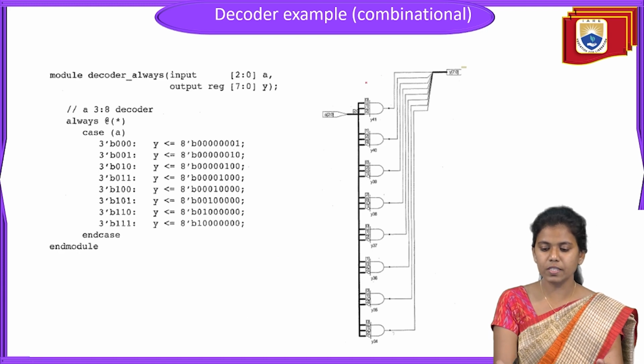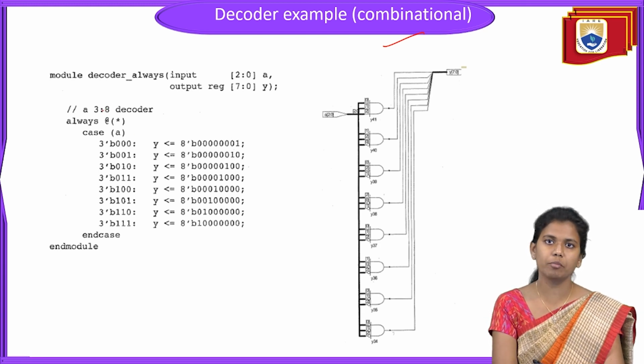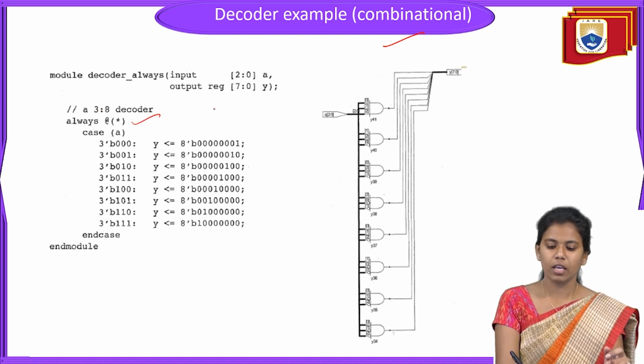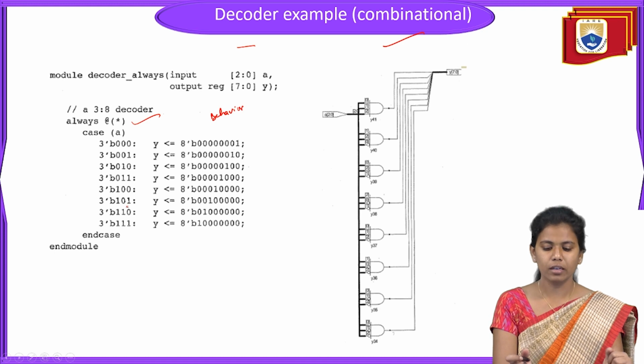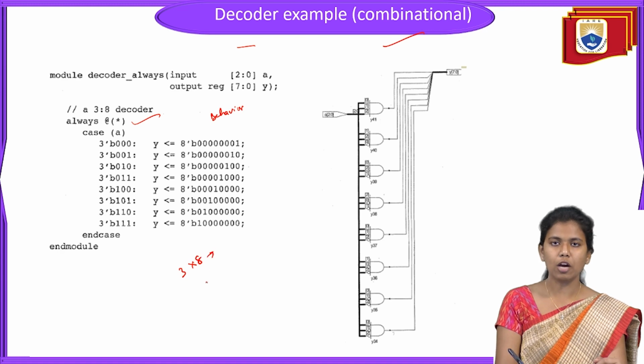So here we will see that a decoder is a combinational circuit, and now we will see how a program can be written with the help of always @ in behavioral modeling. In behavioral modeling, you will see how a program can be written when you are considering the decoder. So here, a 3:8 decoder is considered: 3 inputs, 8 outputs.